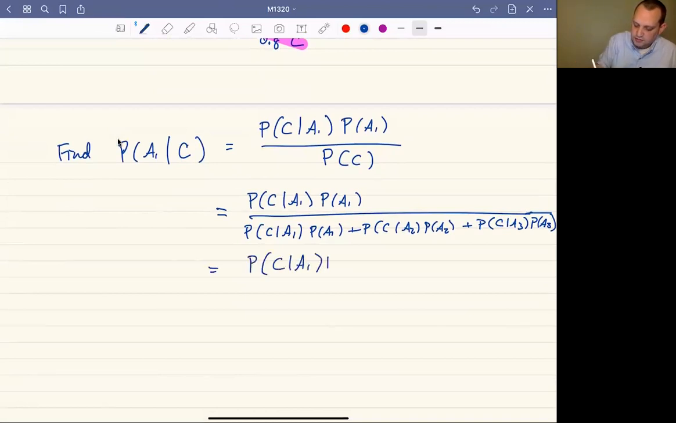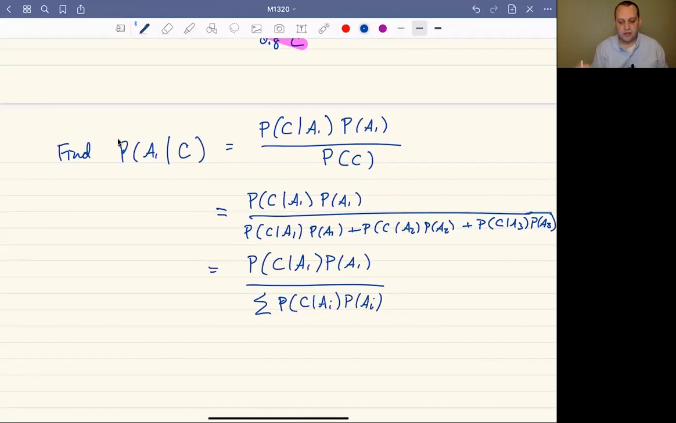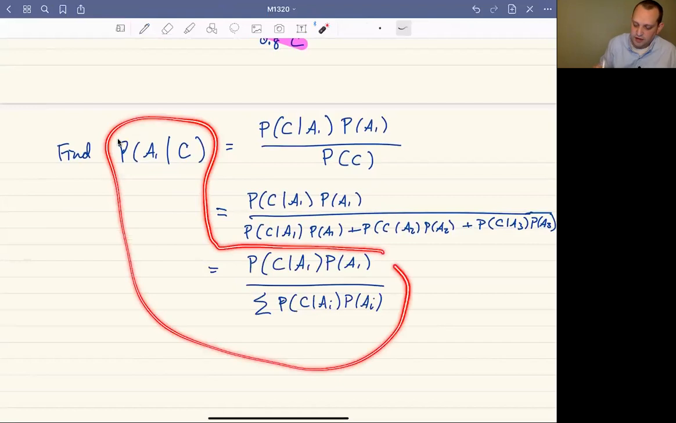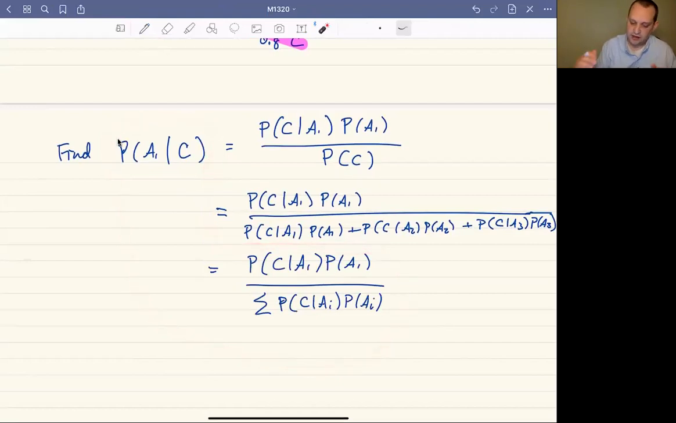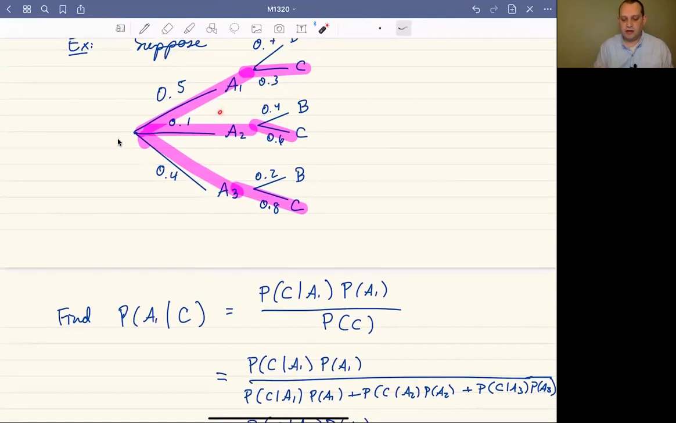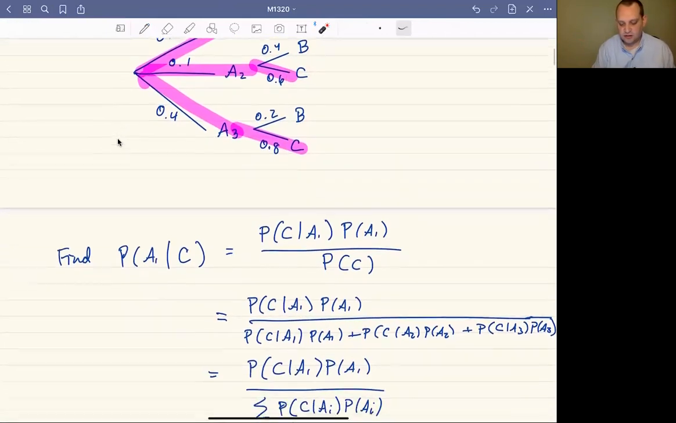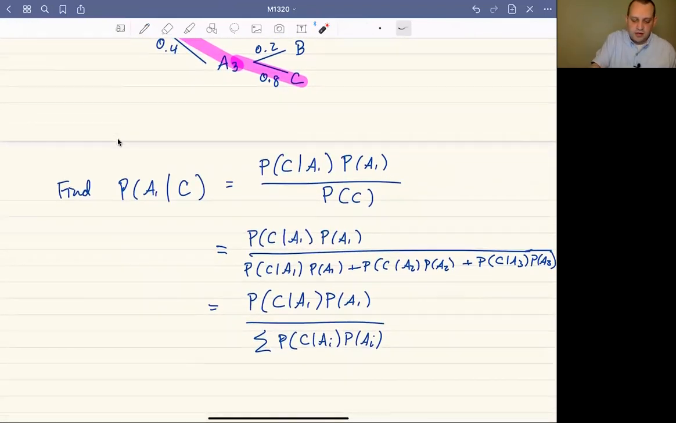And the book likes to write this as the probability of C given A1 times the probability of A1 divided by the sum of the probabilities of C given Ai times the probability of Ai. So that's the way the book likes to write Bayes' formula, so the probability of A1 given C has this kind of complicated looking formula. It's really not that complicated. It's just that in a tree diagram, you have to be very careful about how you compute the probability that C occurs.